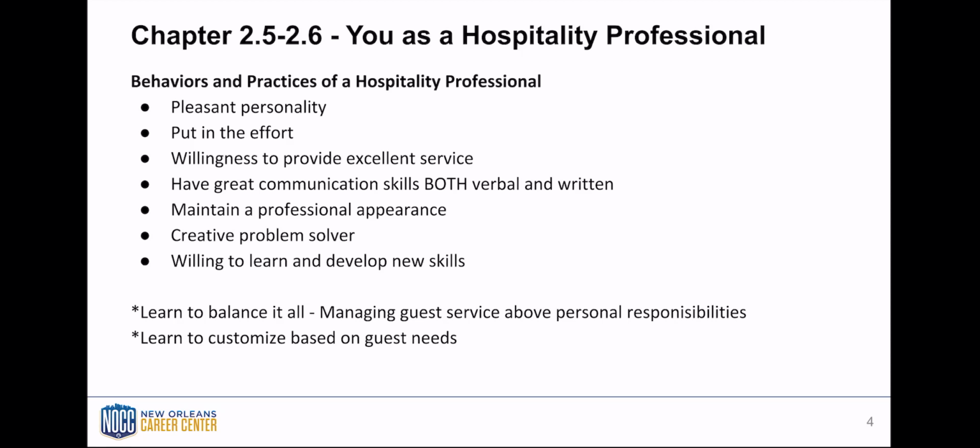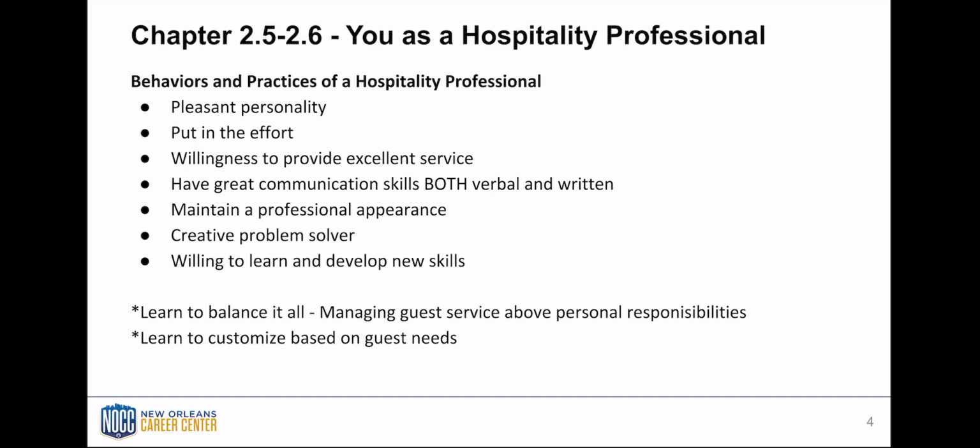So this means the way that you speak with guests and how you communicate through things like emails or notes. You need to maintain a professional appearance, be a creative problem solver, and willing to learn and develop new skills. So you'll need to learn to balance it all, and that's managing guest service above personal responsibilities.